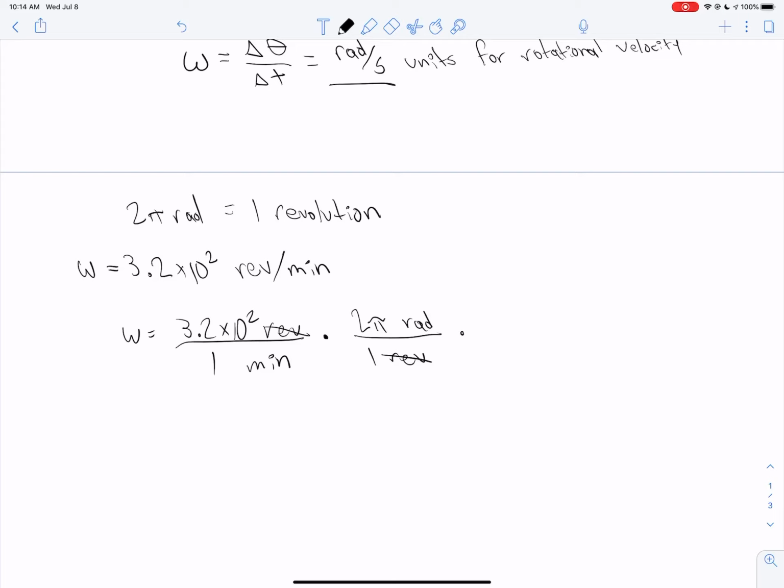And we also want to get rid of minutes and put seconds instead. Our minutes is at the bottom, so we're going to put minutes at the top to cancel it out. We know that in 1 minute, there is 60 seconds. So this cancels out with this, and at the end, we are left with 33.5 radians per second. So that's how fast the rotors are spinning.